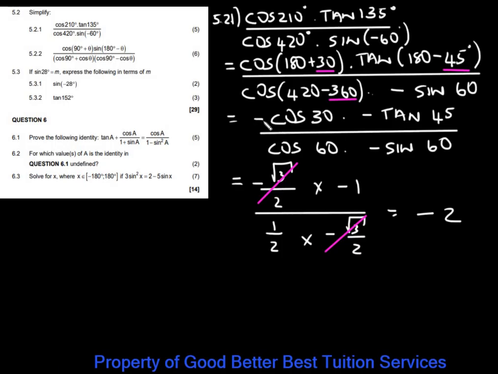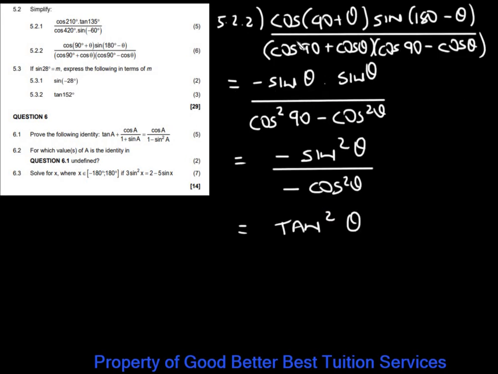That gives me negative cos of 30 degrees times negative tan of 45 degrees divided by the cos of 60 degrees times the negative sine of 60 degrees. And all we are going to do now is take our values from our special angles. That gives me negative square root 3 over 2 times negative 1 divided by a half times negative square root 3 over 2. Negative square root 3 over 2 and negative square root 3 over 2 in the denominator, they'll cancel. So I have negative 1 divided by a half, which gives me negative 2.